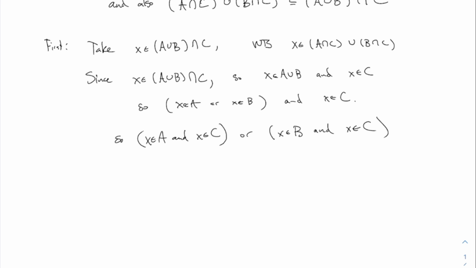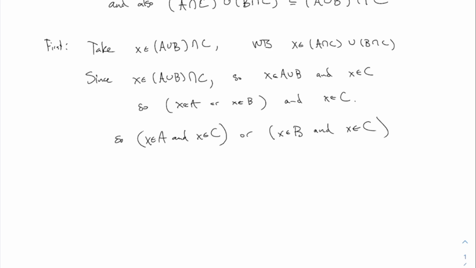Because the previous line said that X is definitely in C, and it's either in A or B. And then what I wrote here is just breaking that into 2 steps. It's either in A and it's in C, or it's in B and it's in C. All right? But now I can just change all these ands and ors back into unions and intersections.